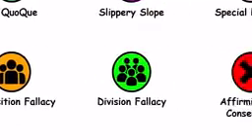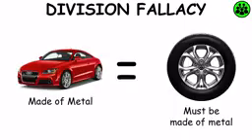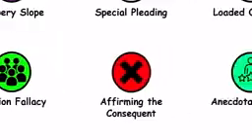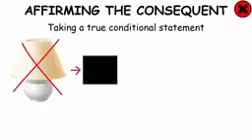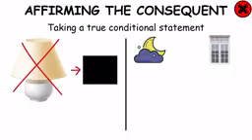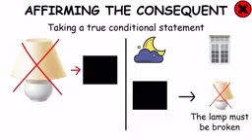Division fallacy. The division fallacy occurs when one reasons that something that is true for a whole must also be true for all or some of its parts. Affirming the consequent. Affirming the consequent is the fallacy of taking a true conditional statement, such as, if the lamp were broken, then the room would be dark, under certain assumptions like it is nighttime and the windows are closed, and invalidly inferring its converse, the room is dark so the lamp must be broken.